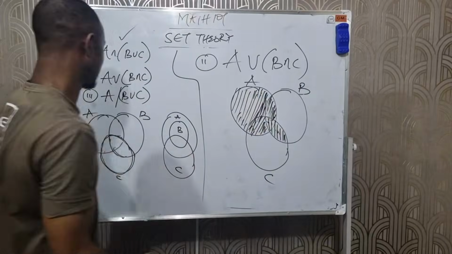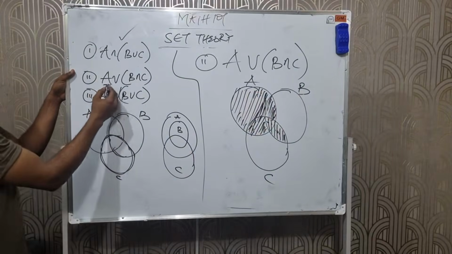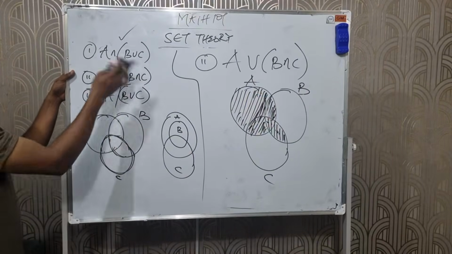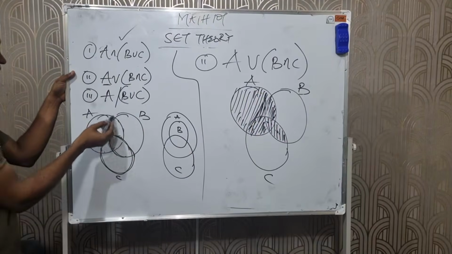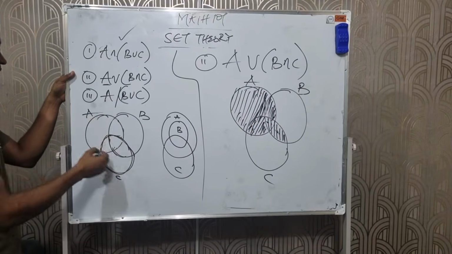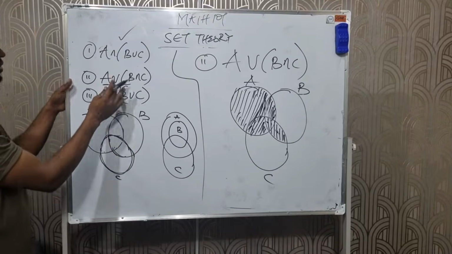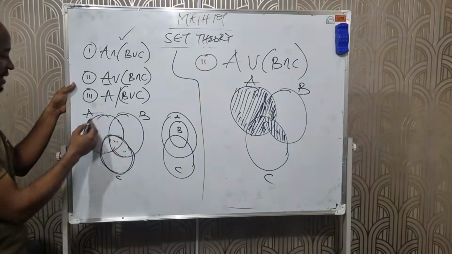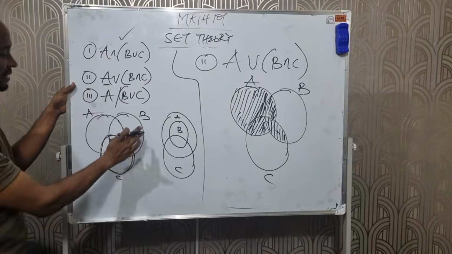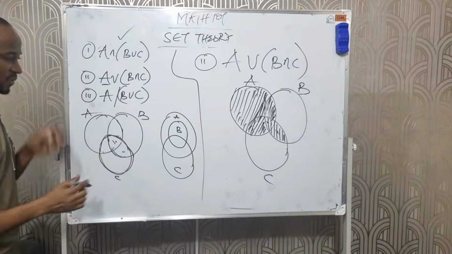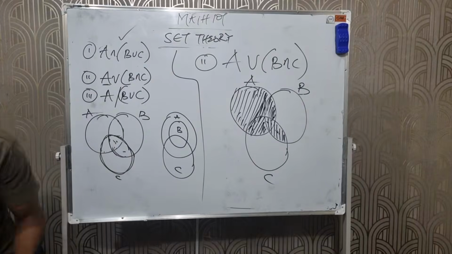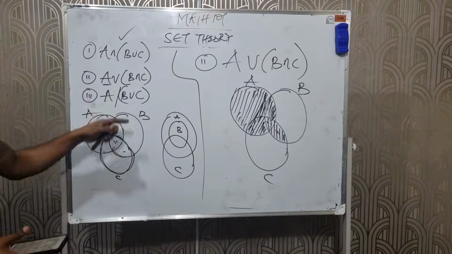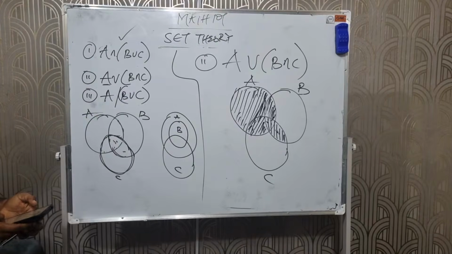Please take notes. We are looking at A union. This is not A intersection, it's A union. It means that I will bring out every part of this A, then union B intersection C, which is this part. So we are shading here, also shading here. Then we are leaving this space empty. The next question is simply A difference B union C.